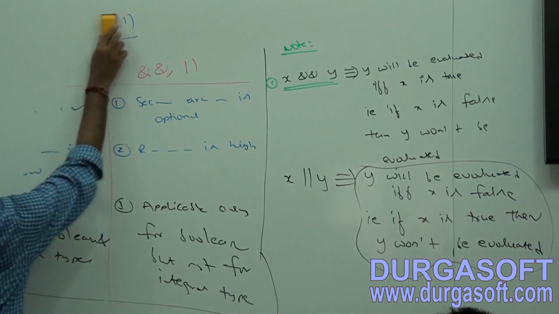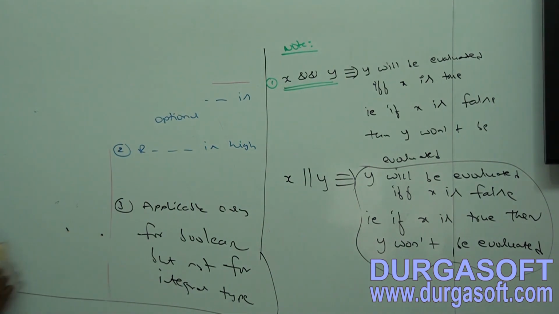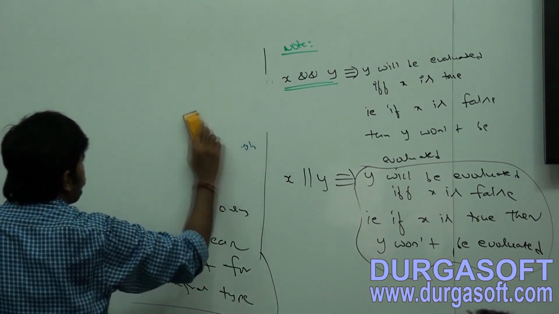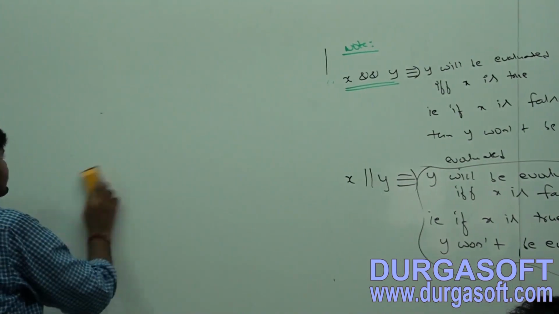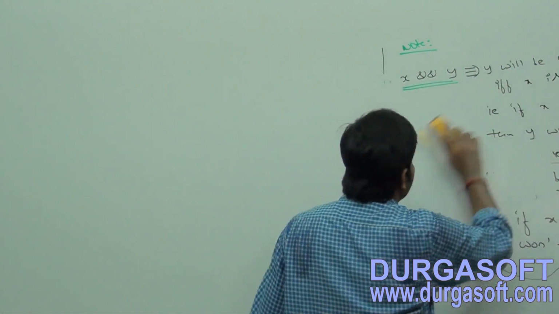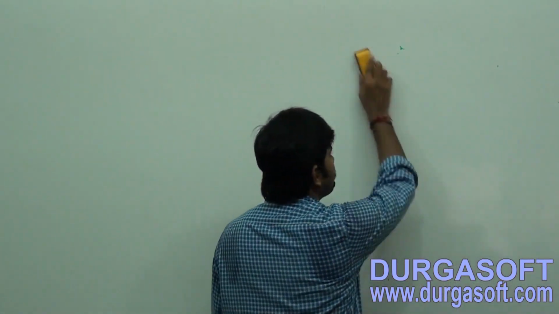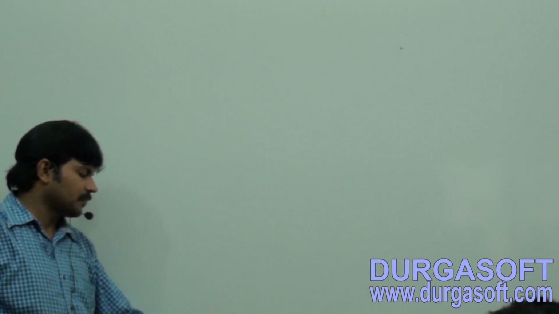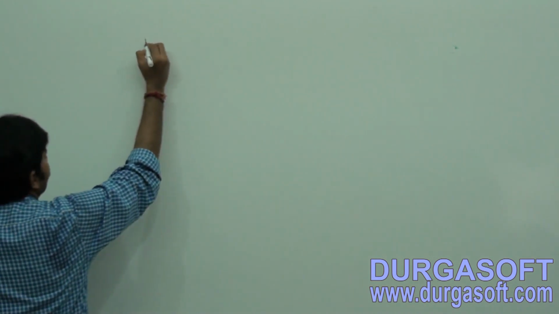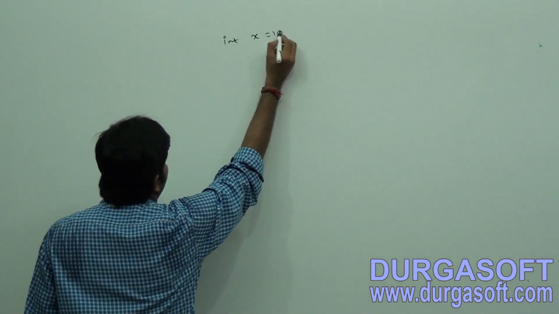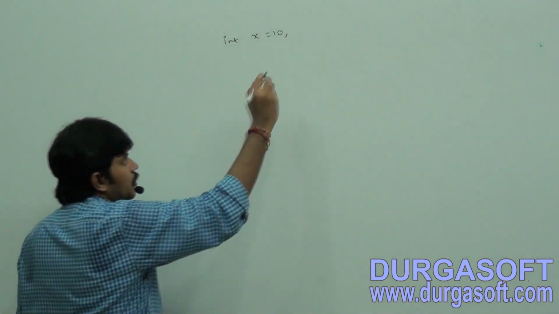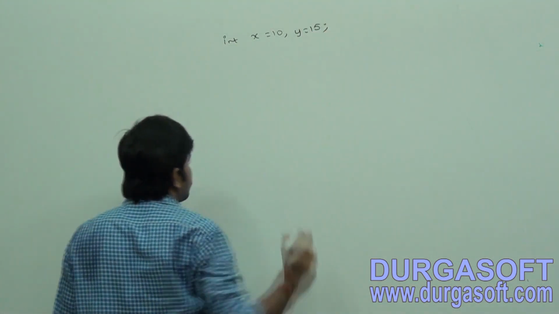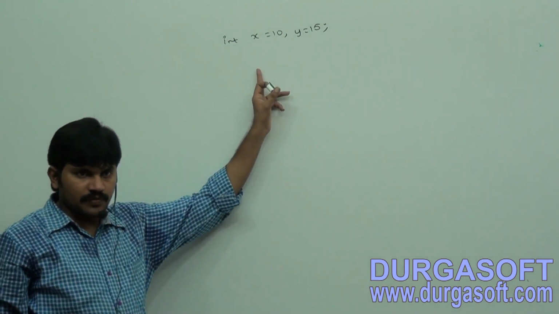So these are the differences between normal bitwise operators and short circuit operators. But from this concept, what kind of questions can we expect for the exam? Here are just two possible questions for the exam's sake. Listen to this point well. Here I am taking int x is equal to 10, y is equal to 15.